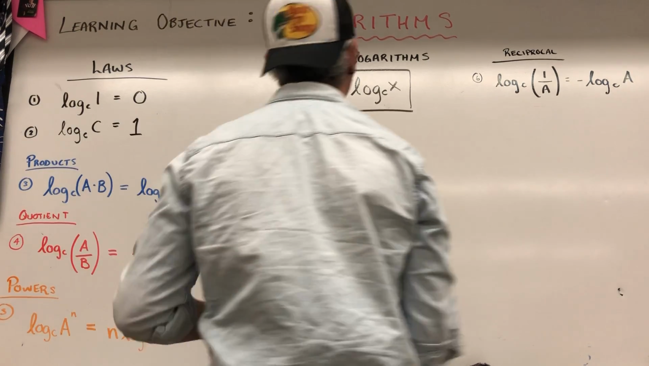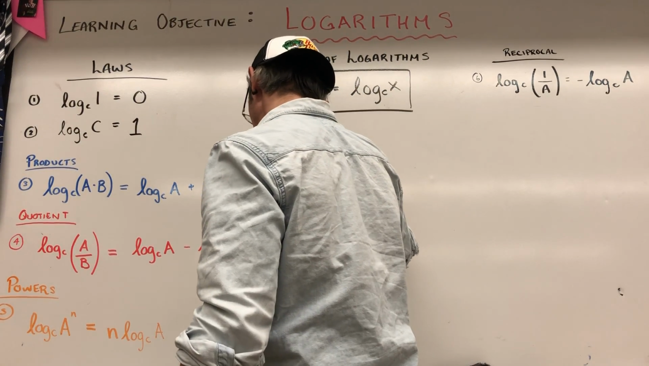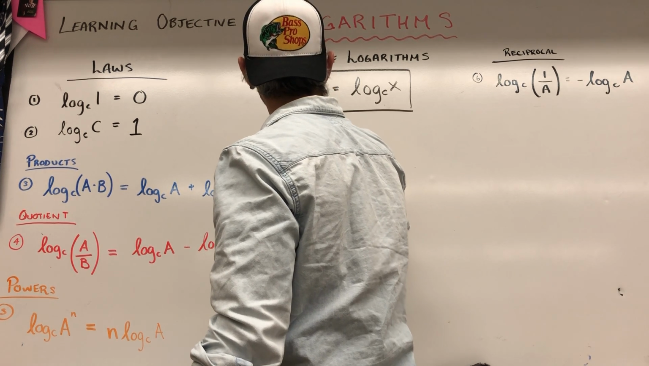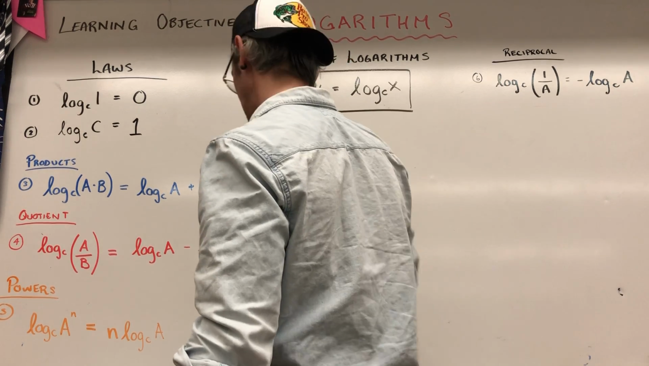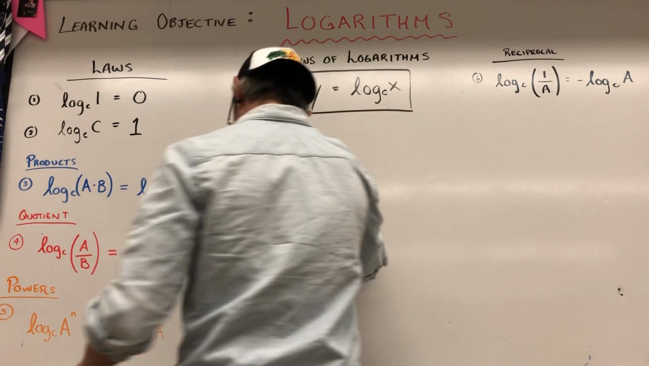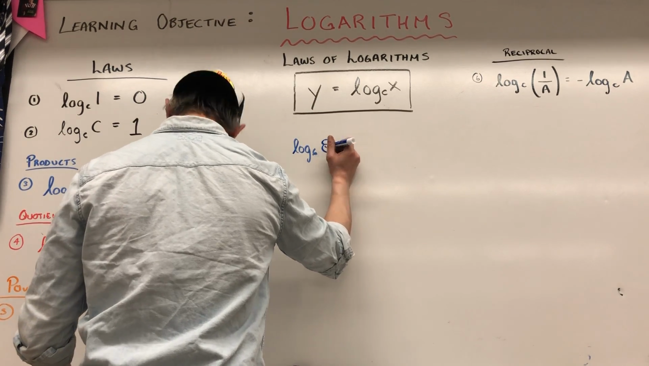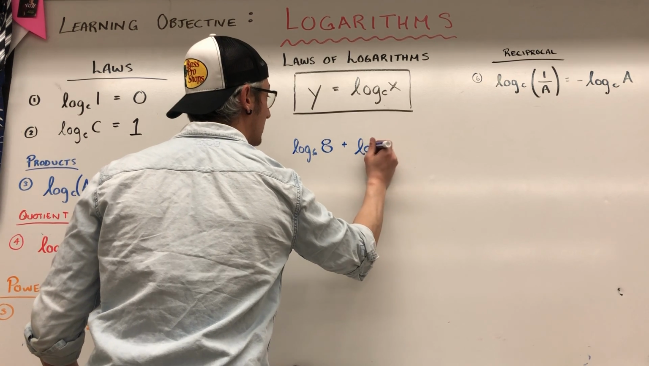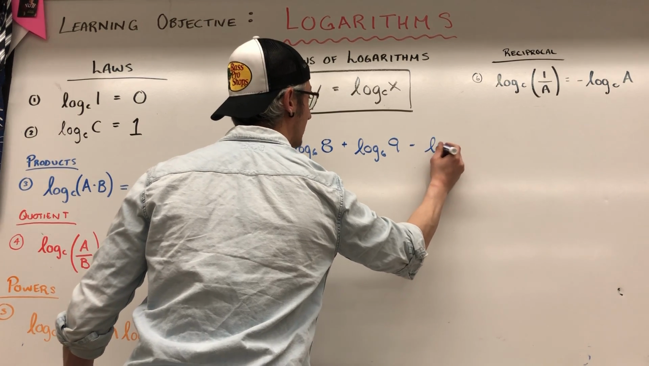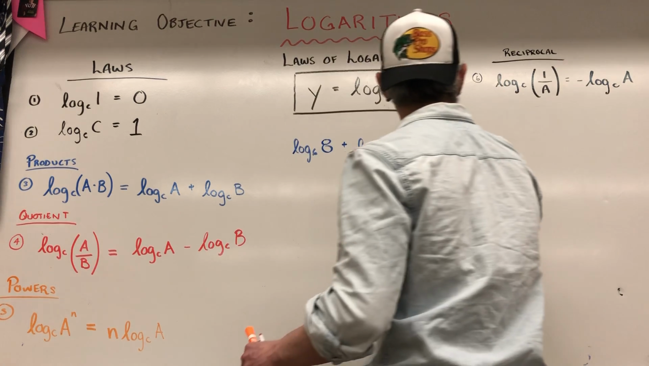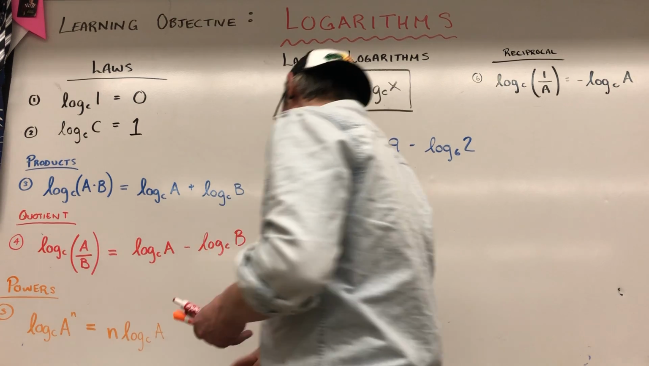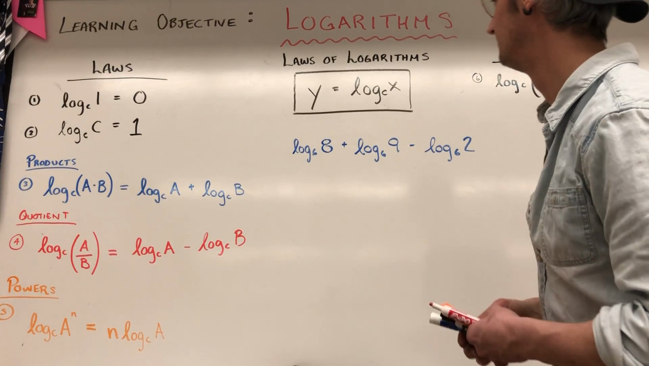So, what if they gave us, I'll do one here. Okay. Log base 6 of 8 plus log base 6 of 9 minus log base 6 of 2. Okay. And they want just this to be simplified. Okay, they want it simplified into an expression.